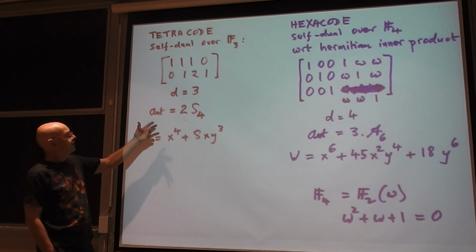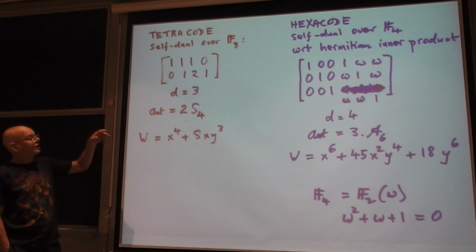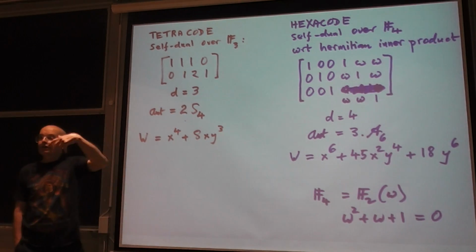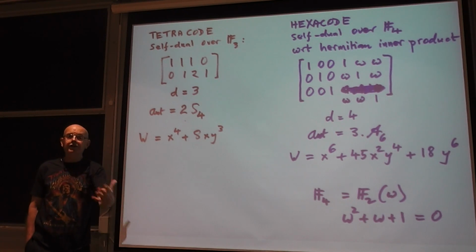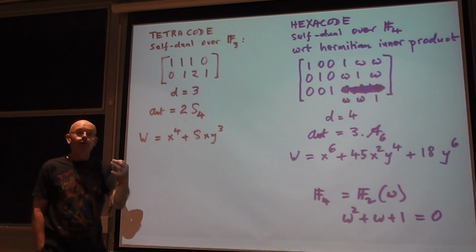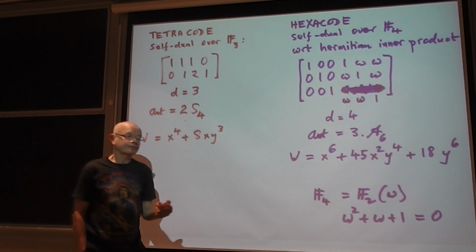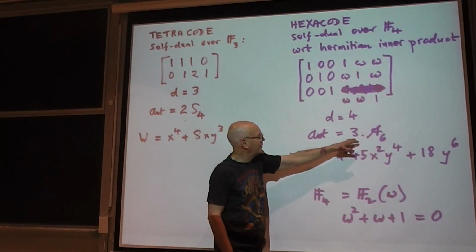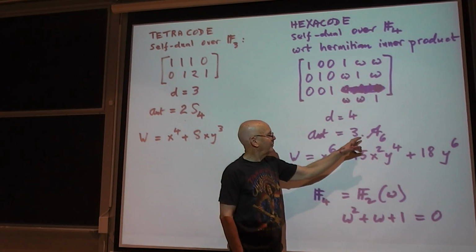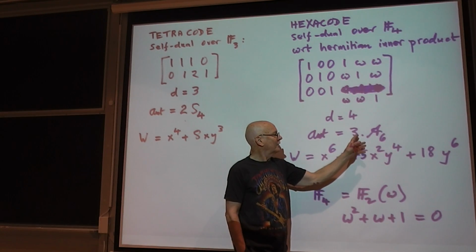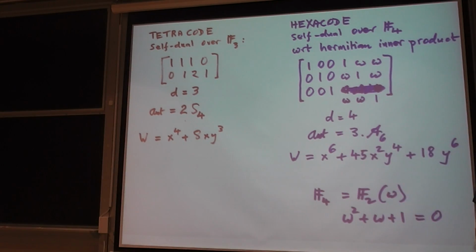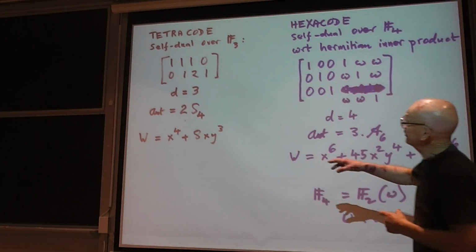And its group is twice S4. You must have a 2 because it's a linear code over GF3, so you can multiply by 1 or minus 1. And likewise, in GF4, we can multiply by all of the 3 units, so we get a scalar factor of 3. So this is the Tetra Code.